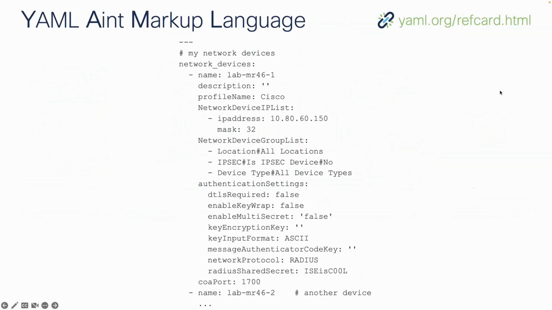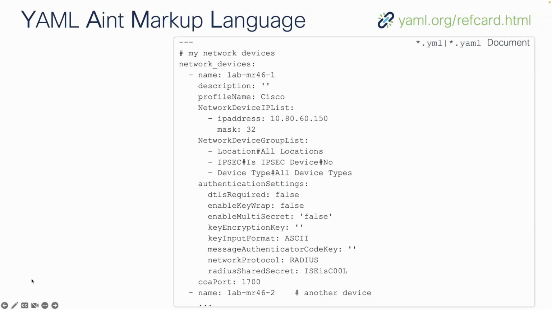So YAML is the language that pretty much all the Ansible playbooks are built on. It's also used for other things like Kubernetes container specifications. A lot of cloud stuff uses YAML. But what you need to know is the way it's organized is actually pretty simple. First of all, it's a text document that can have either a YML or YAML file extension, and it starts with three dashes. That's how we know the document is starting.